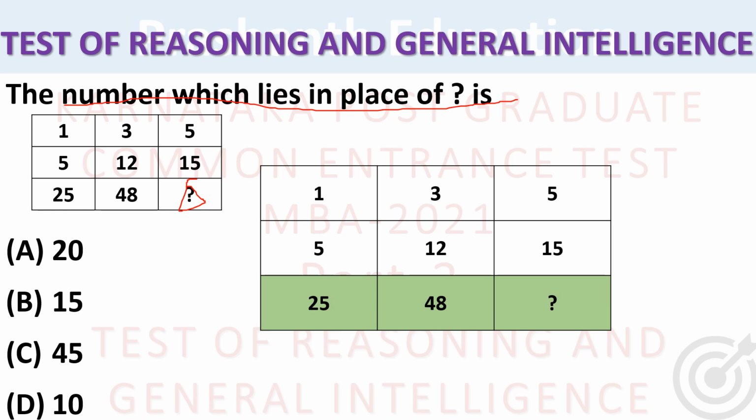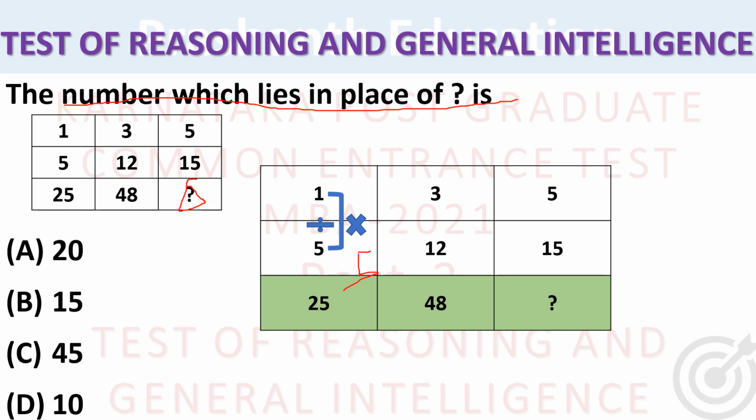Now let's take this 1 and 5. What can we do? 5 plus 1 is 6, 6 and 25, no relation is there. Now let's do subtraction. 5 minus 1 is 4, 4 can't be 1. Next let us do multiplication. 5 ones are 5. Okay, good, we will get 5.